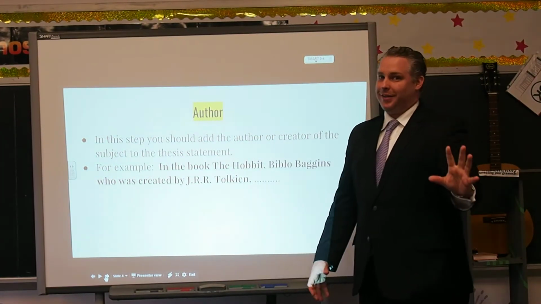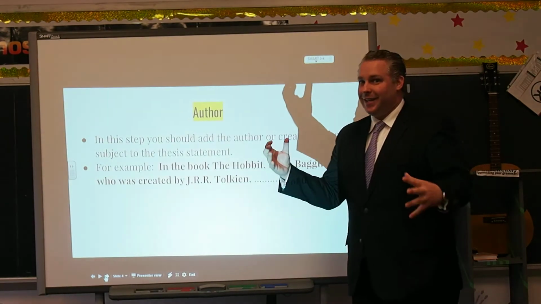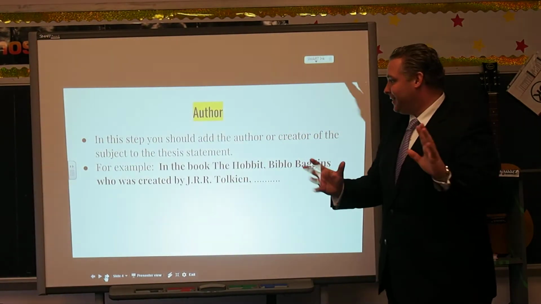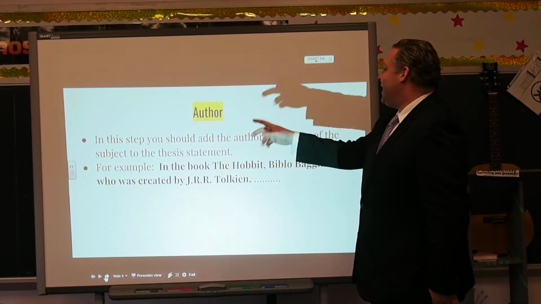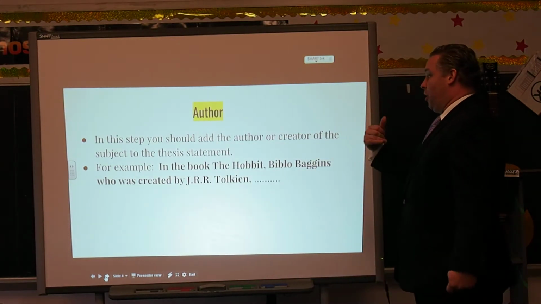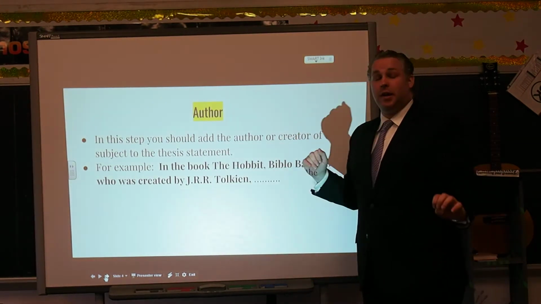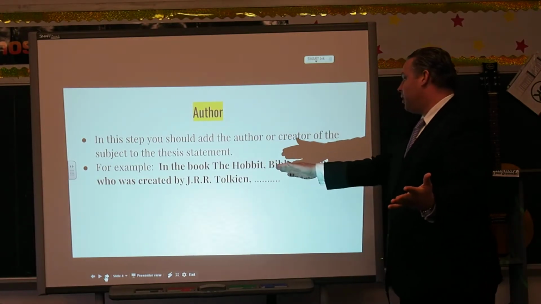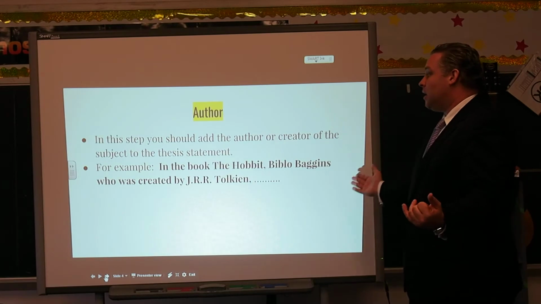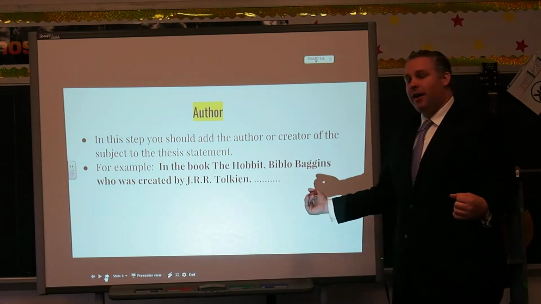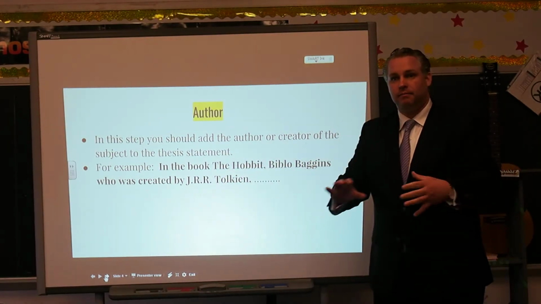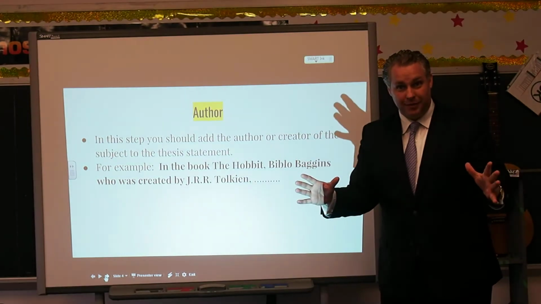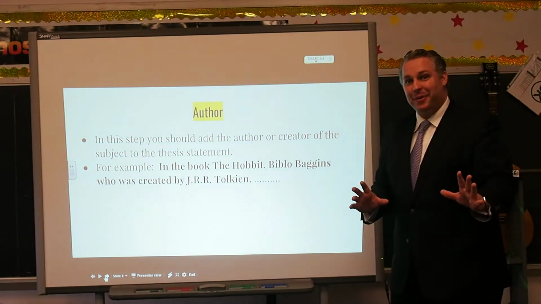So we have our S, source, we have our T, title, A, author. Starting to see the connections, guys. In this step, we're going to add the author and/or creator of the subject to your thesis statement. Again, for example, "in the book The Hobbit, Bilbo Baggins, who was created by J.R.R. Tolkien." Stop right now. Okay? Take a wild guess where we're going next, right?